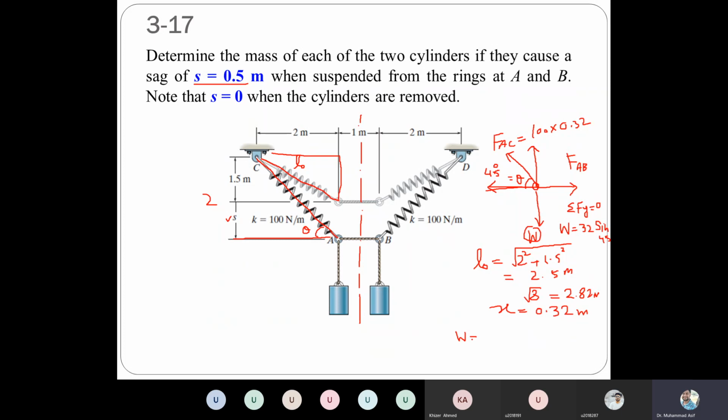So please calculate 32 sine of 45. What will that be? 22.62 Newton, but we need the mass. So we have to divide by 9.81. 22.62 divided by 9.81, then you will get the mass in kg, which is 2.30.